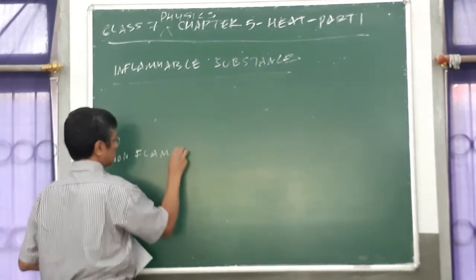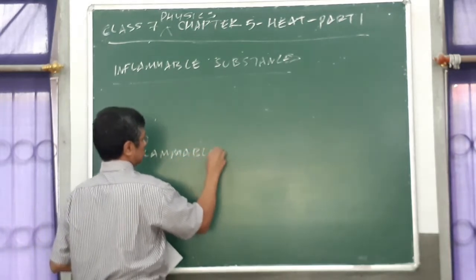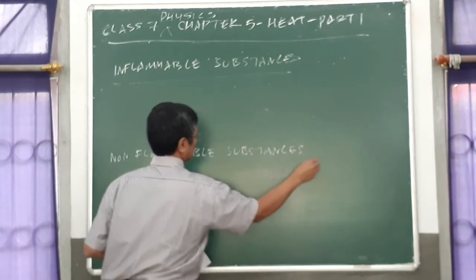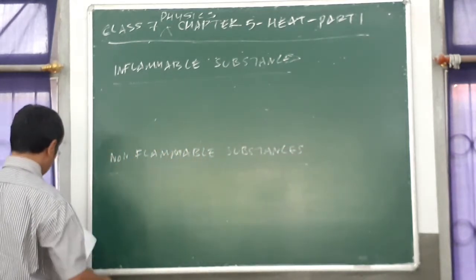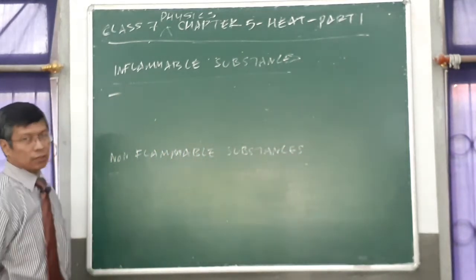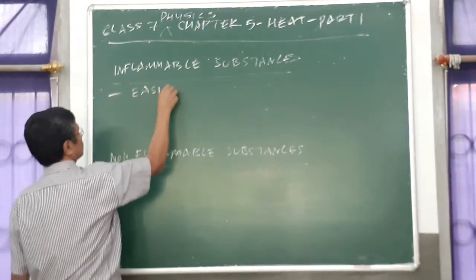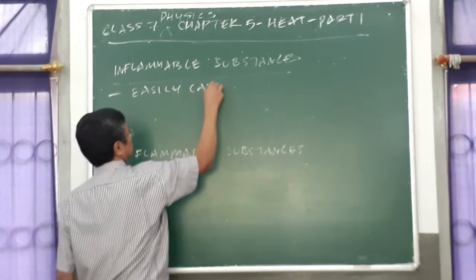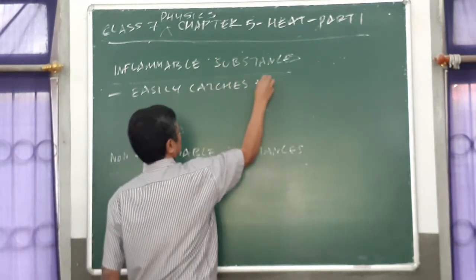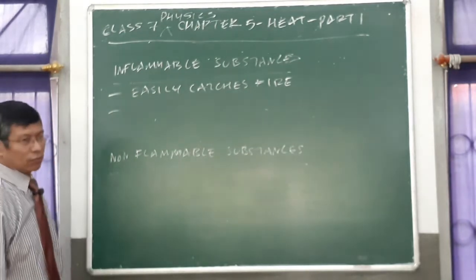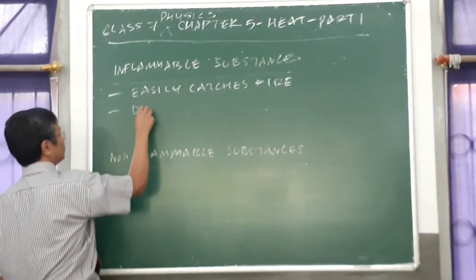Non-flammable. Now, inflammable substances are substances that easily catch fire. Examples of substances that easily catch fire, as you know, is dry paper.